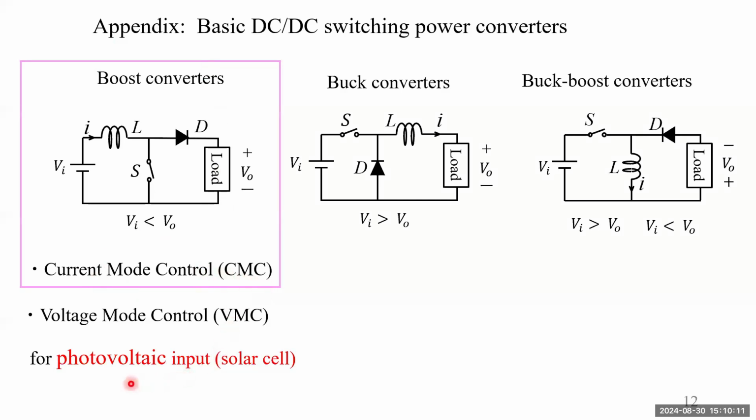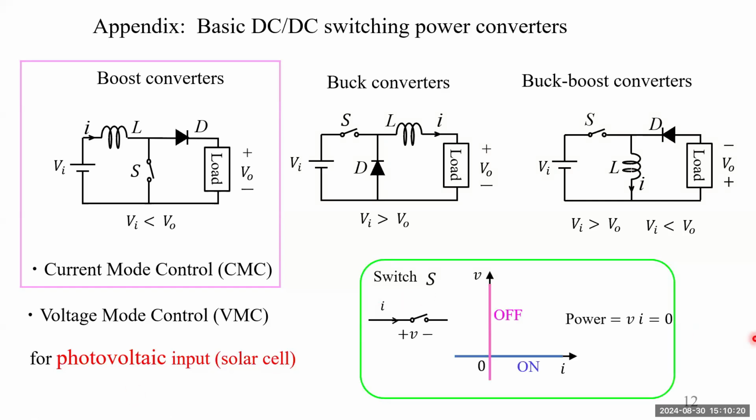And photovoltaic (PV) input is applied to this converter. Here, as a basic concept, we emphasize the importance of the switch S. It goes without saying, power consumption in the switch is zero. That is, if the switch is open, the current is zero. And if the switch is on, then the voltage is zero. Anyway, instantaneous power is zero. It is very convenient for energy efficiency.